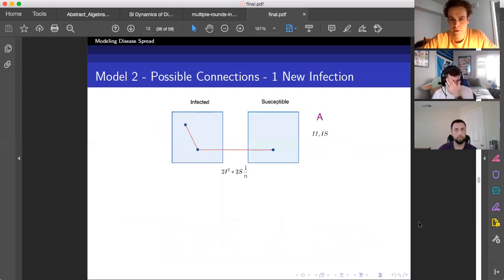I'm going to go over all the possible combinations. First, looking at the combinations where we get 1 new infection. Here you have an infected connected to an infected, so there's not going to be any new infections there because they're already infected. And then you have this infected connecting to a susceptible. So that's going to be 1 new infection total.